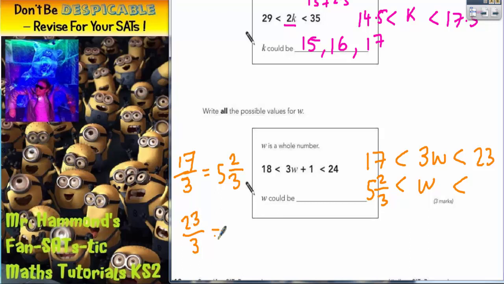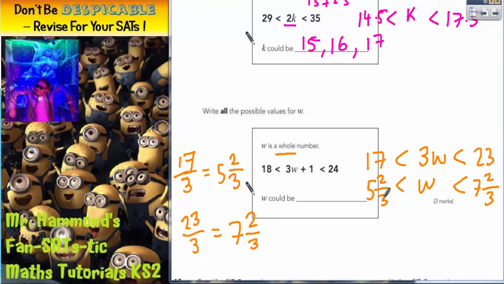23 divided by 3. How many 3's into 23? It goes 7, 3 sevens are 21, but there's 2 left over, so it's 7 remainder 2, and because we're dealing with thirds, it's 7 and 2/3. So 23 divided by 3 is 7 and 2/3. Therefore, w lies between 5 and 2/3 and 7 and 2/3. But remember, we can only use whole numbers because it says so in the question.